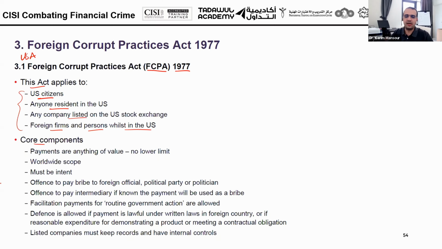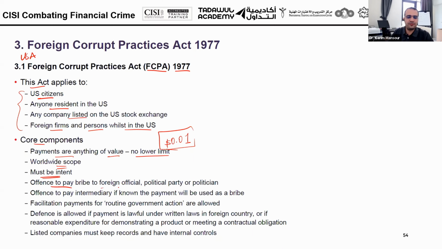The core components of this law: it can be payment for any value. There is no lower limit. So as little as 1 cent, you are prone to bribery. Worldwide scope. So this basically means it's not just people who are receiving the bribe or paying the bribe in the US, but also people from outside the world. There must be an intent, like in the previous case, there must be an intent that you are receiving this bribe in order to perform a certain operation or a certain action for somebody.